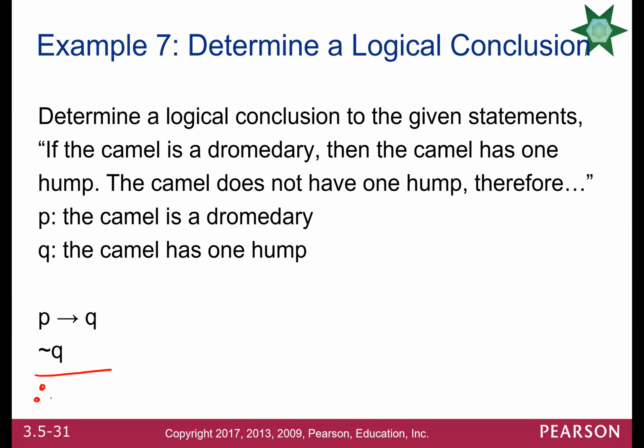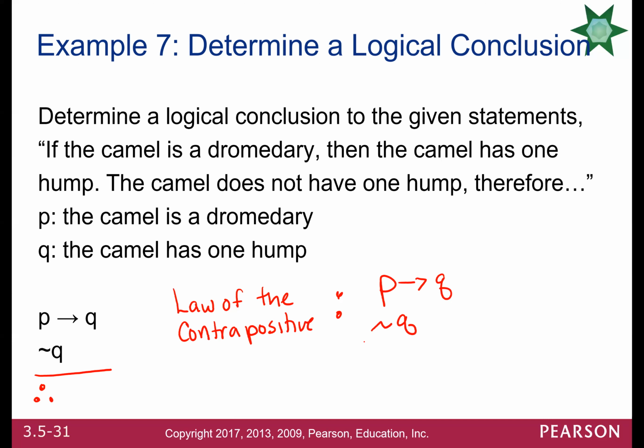So what's our conclusion? So if we go to our set of arguments, we have a valid argument called the law of the contrapositive. Which fits these first two premises. If P then Q is premise 1, not Q is premise 2. And our conclusion then is not P. That is the law of the contrapositive.